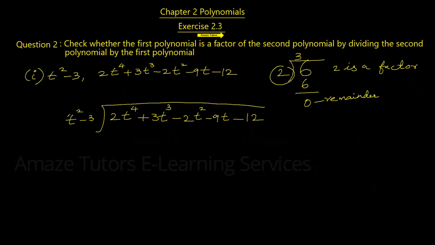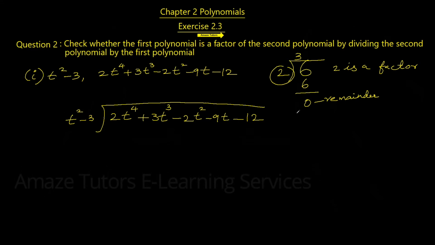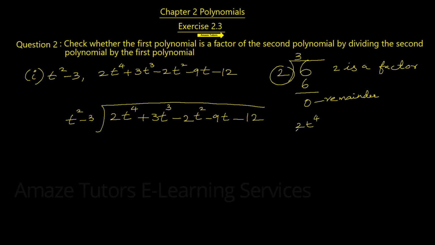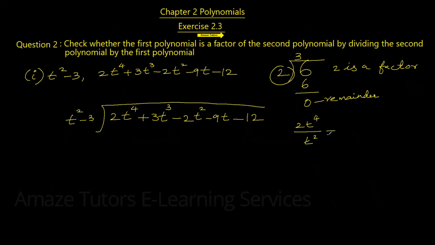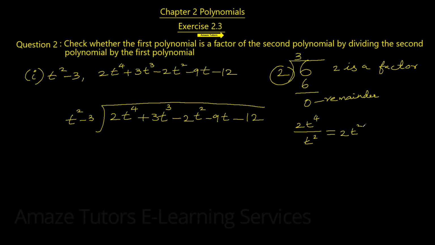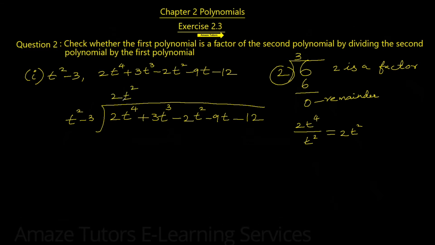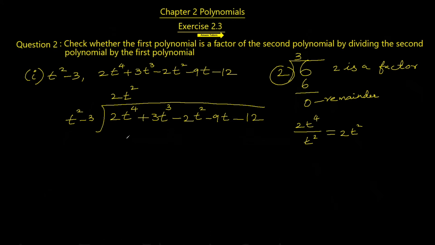Now what is the very first step? Divide the first monomial of the dividend by the first monomial of the divisor and see what that is equal to. See, 2t power 4 divided by t squared is 2t squared. Now this comes in the quotient place, 2t squared. Now what is step 2? Multiply these two and write it under the dividend. 2t squared times t squared is 2t power 4, minus 3 times 2t squared is 6t squared.